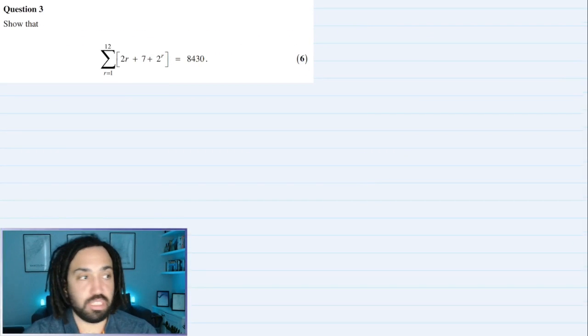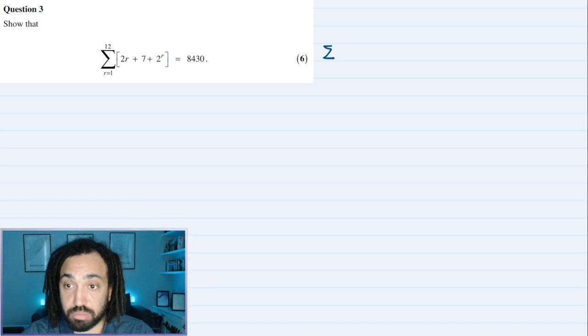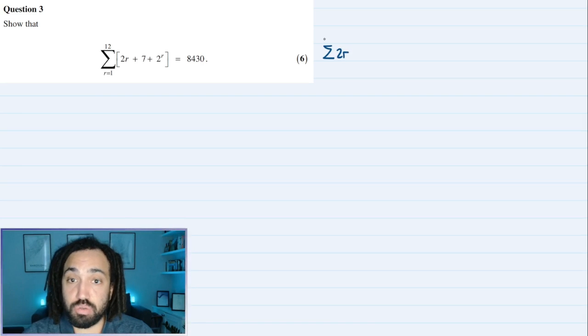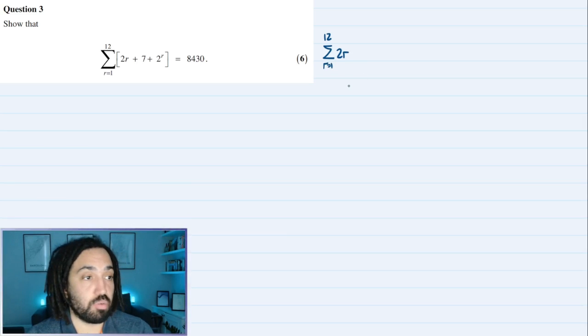Okay, next question, and we've got a summation. We've been asked to sum up to 12, starting at 1, of this set of terms. So what we can do is split them up, and that's exactly what I'm going to do. I'm going to first sum 2r up to 12 starting at r equals 1.